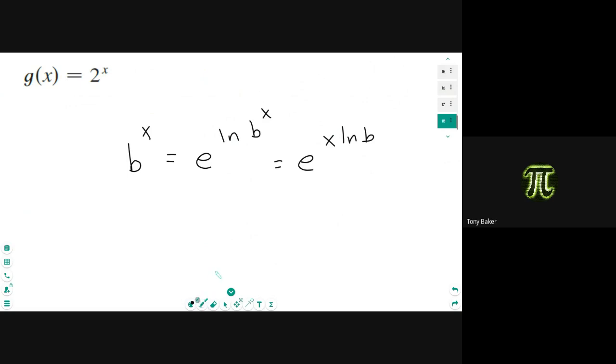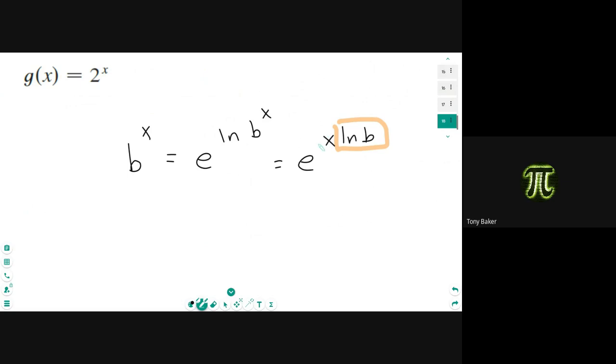This right here, ln of b, is a constant. It's just like 2, like any other number. It is not a variable, so we do not have to do the product rule inside of that. That would be just like saying 2x. So how would I do the derivative of e to the 2x, or e to the x squared, or e to the anything? If it's not e to the x, I have to do the chain rule.